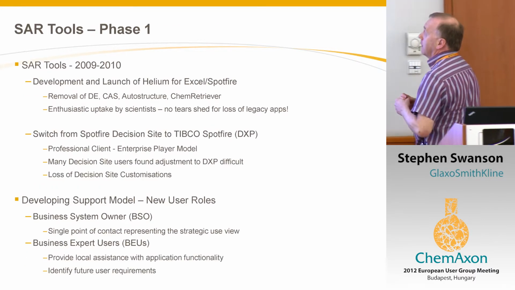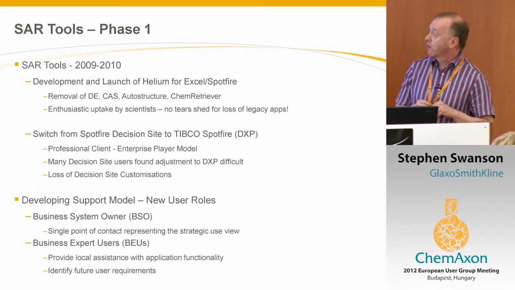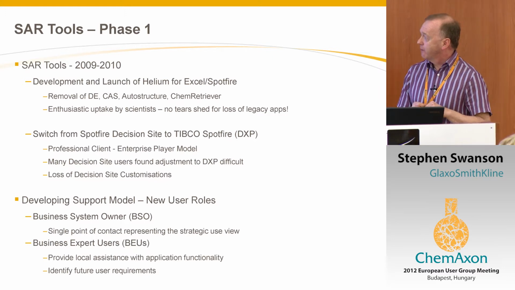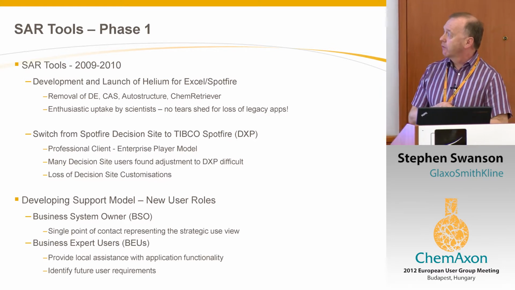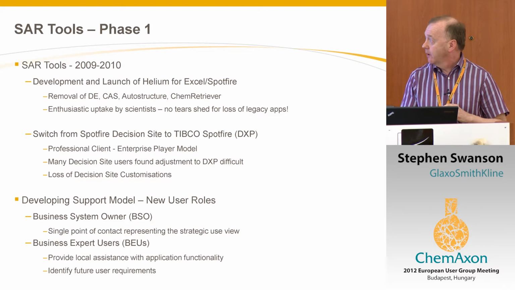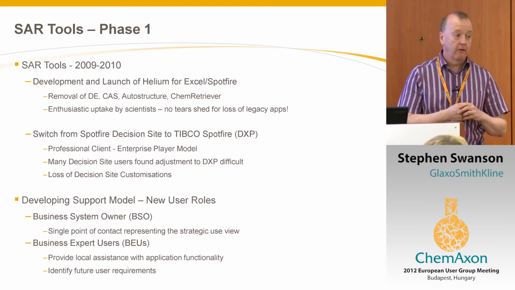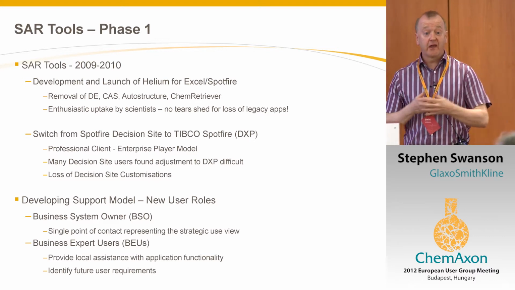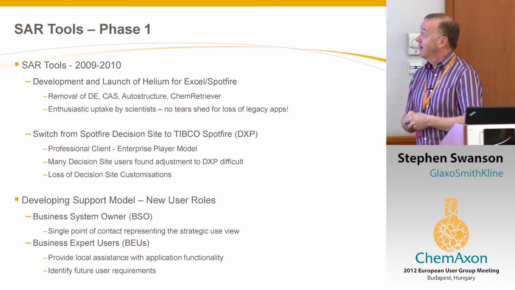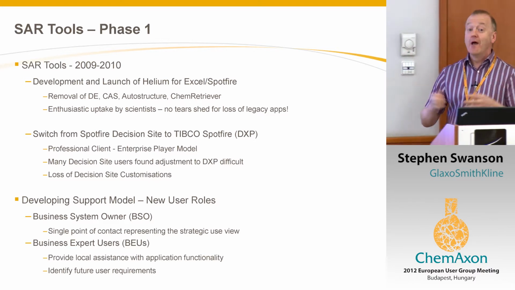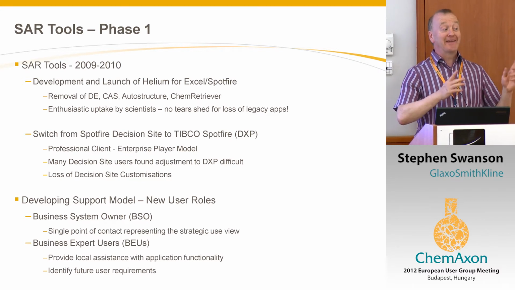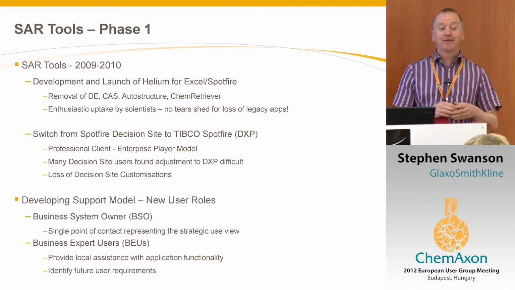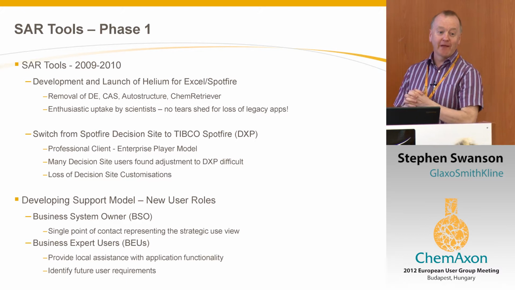Phase 1, which was reported on last time, was the replacement of all these tools, what we call Discovery Explorer, Chemistry Spreadsheet, with a tool called Helium for Excel. And personally, I love Helium for Excel. I love JChem for Excel. I think they're fantastic. I also love Spotfire too. So there you go. By the way, later on I'm going to say some negative things, so I'd like you just to say some nice things now about all these applications.